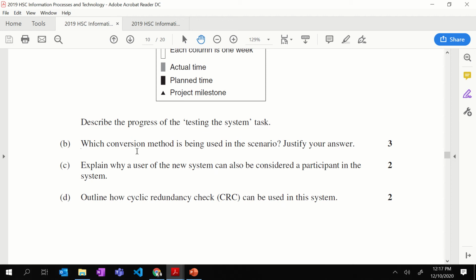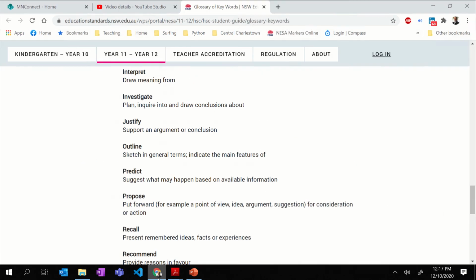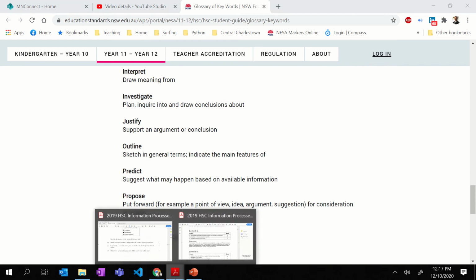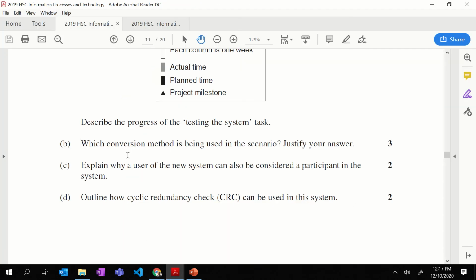However, if you don't use those ones, if you talk about another one, like you might say phased, because they're slowly implementing it across countrywide, Australia-wide, or wherever, you do what's known as justify your answer for a phased one. Now, if we go back to the NESA website and we look at the word justify, it says support an argument or conclusion. So a HSC marker will read your response and say, okay, they haven't really used the one that we've chosen, but did they justify their answer?